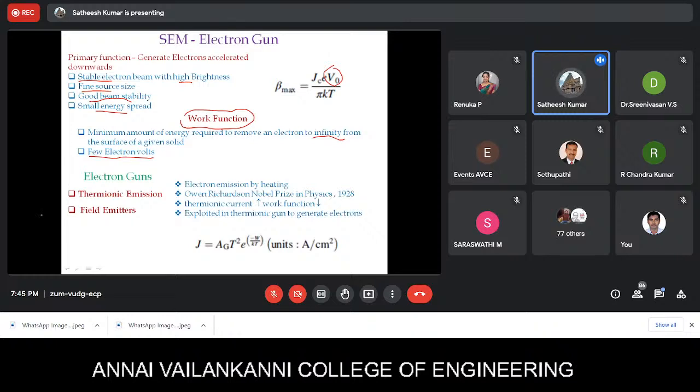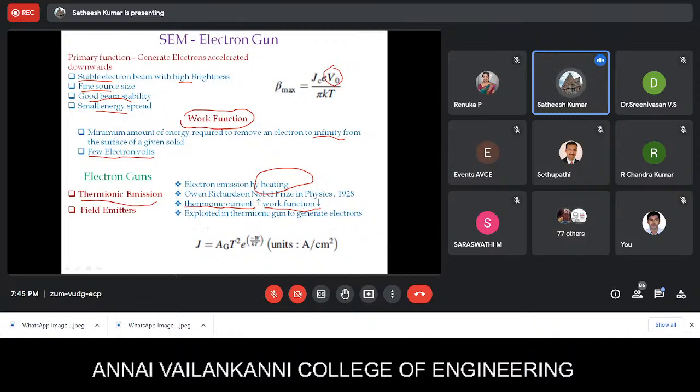And when coming to the electron guns, there are 2 types of electron guns that have been put forth so far. The first one is called the thermionic emission based electron guns. The electron guns which work on thermionic emission are mainly based on heating. The main contribution goes to Professor Owen Richardson. He got a Nobel Prize in Physics in 1928. He was the one who suggested that when you are increasing the thermionic current in a sample by heating it, you are going to decrease the work function of the material.